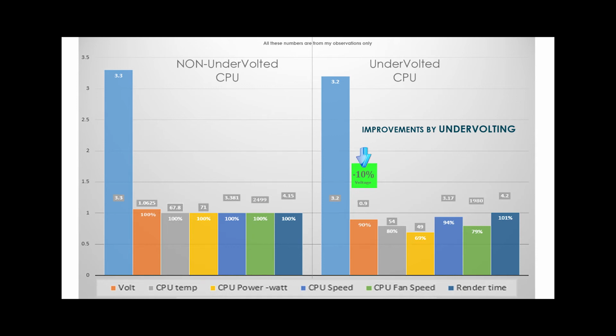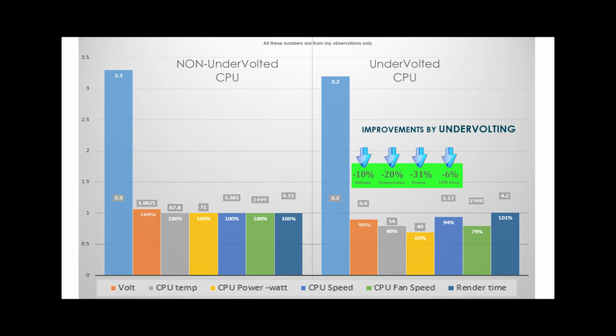CPU temperature. The undervolted CPU runs 20% cooler than the non-undervolted CPU, so cooler the CPU, lesser the CPU fan RPM and noise. CPU power. The undervolted CPU consumes 31% lesser power than the non-undervolted CPU. CPU average frequency. The undervolted CPU runs 6% slower than the non-undervolted CPU.